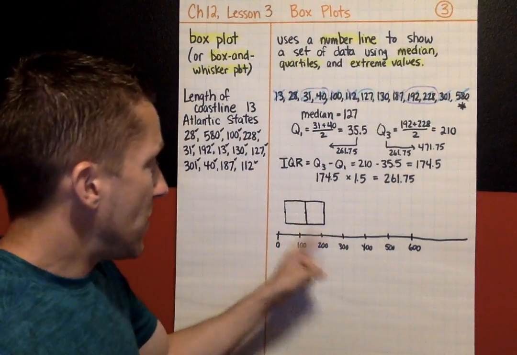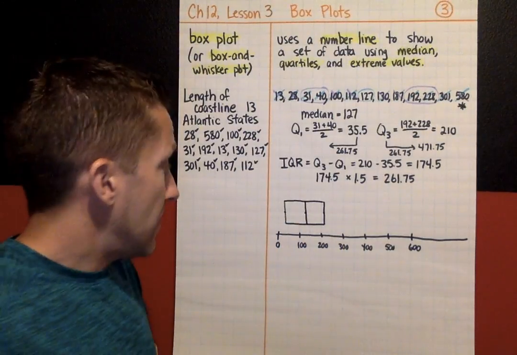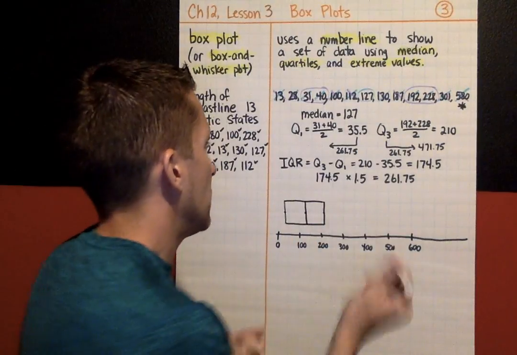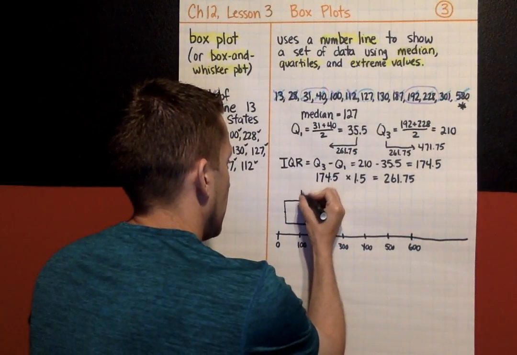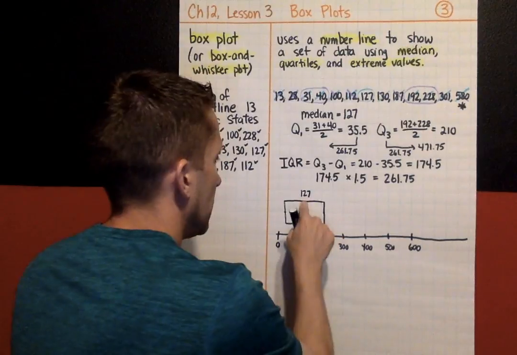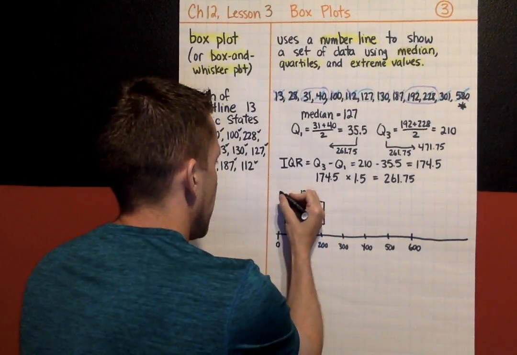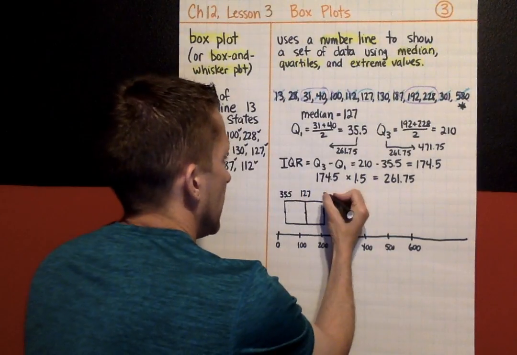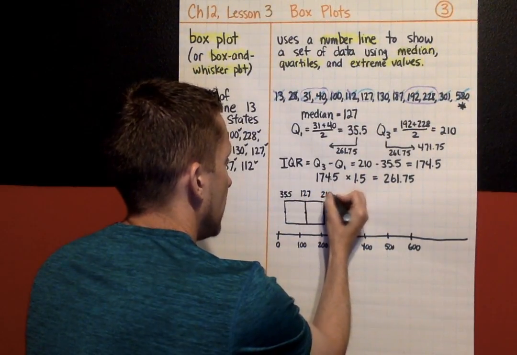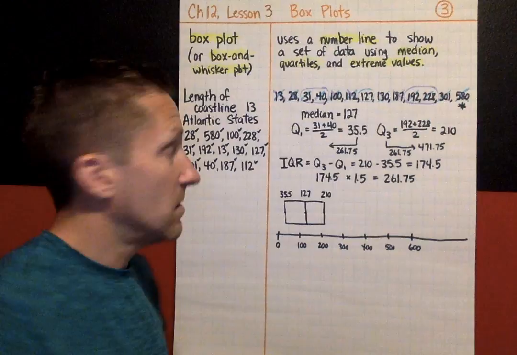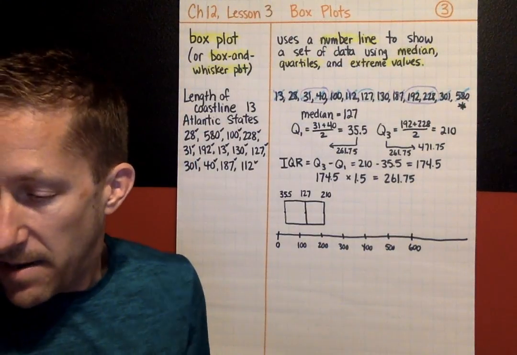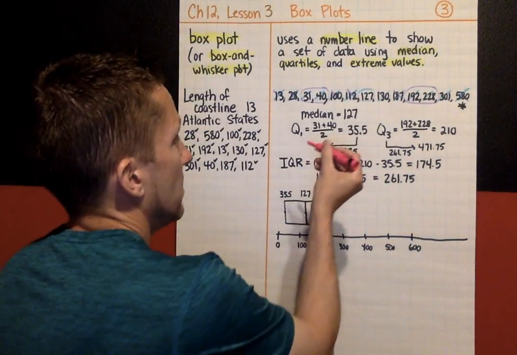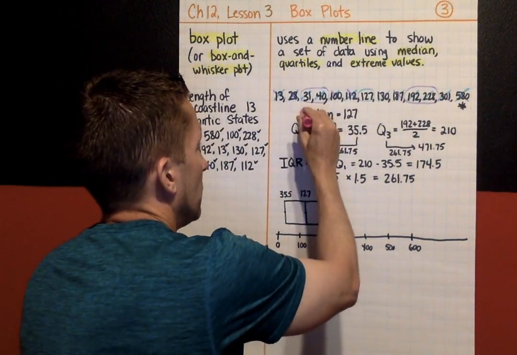So again, when you make that rectangle, this line is the median, Q1, Q3. So now above those, I'm going to label. This was 127, that was the median. This is 35.5, that's Q1. And this was 210, that is Q3. So now let's go back and do some highlighting, just so we can really show how we created this.